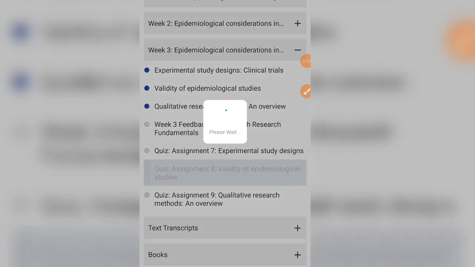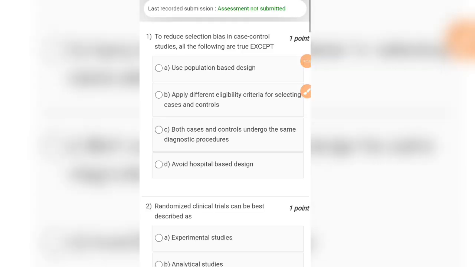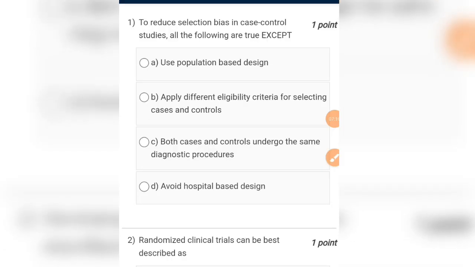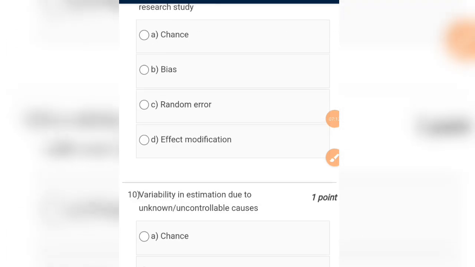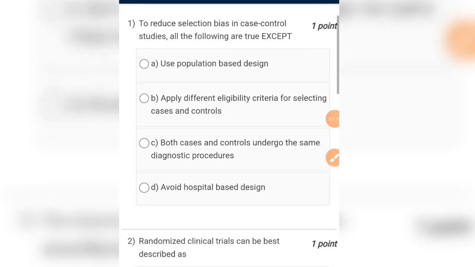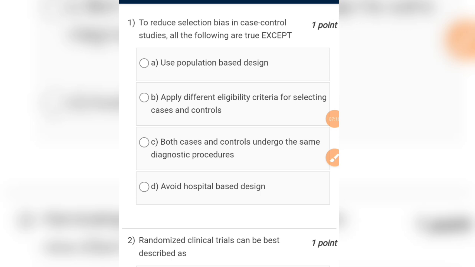Now move to assignment number 8. Let's solve it. In assignment 8 again there were 10 questions. So question number 1 is: to reduce selection bias in case control studies, all the following are true except. In this question, true statements are given, and we have to choose the incorrect one.